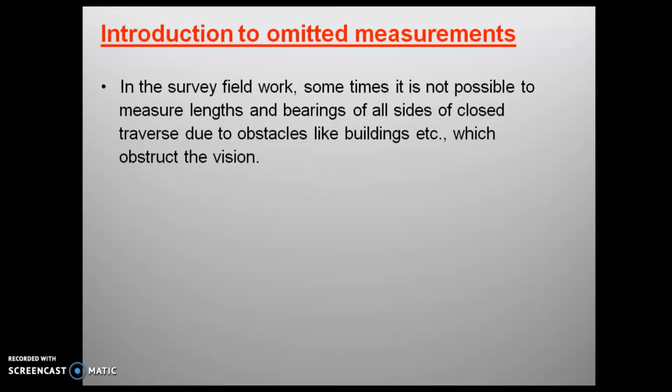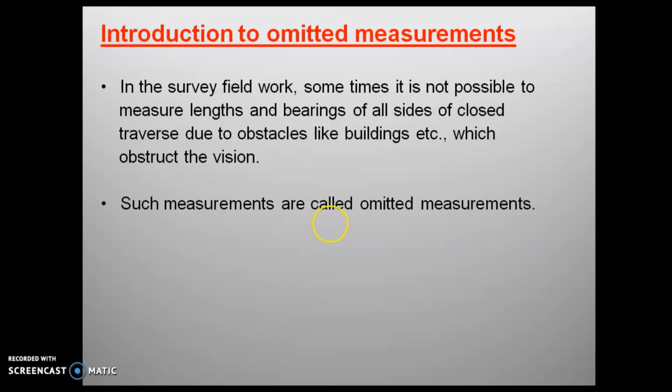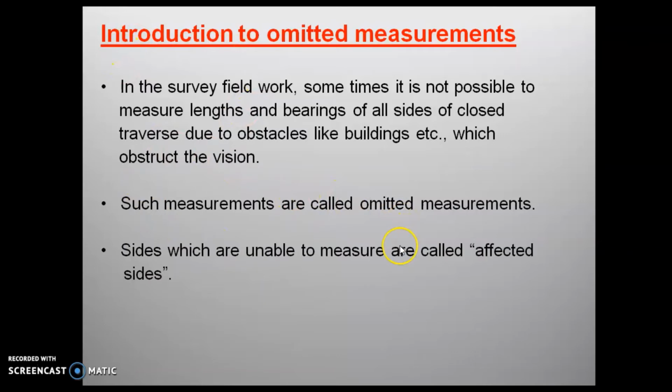Whether knowingly or unknowingly, whatever mistake we committed in the field can be resolved in the calculations. Such measurements are called omitted measurements. Those sides which are unable to be measured are called affected sides, meaning traverse legs. For example, you are able to see the bearing, but you are unable to take the length.